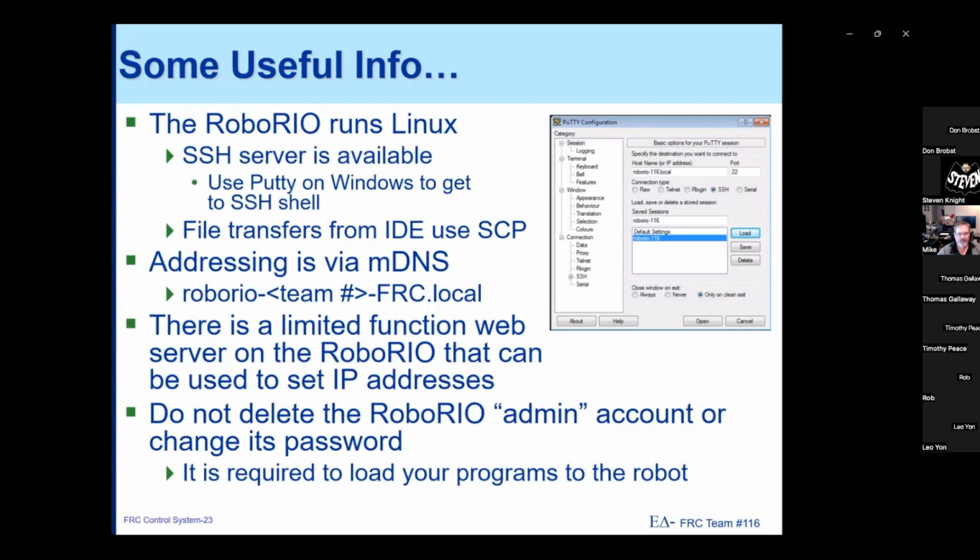So absolutely take the time to program 10 dot whatever your IP address is. So if you were 1488, 10.14.88.2 would be the address you would program in. Another word of caution, do not delete the RoboRio admin account or change its password. It's required to load your programs to the robot. And if you delete the admin account, then effectively you will have no way of loading code to the robot. So don't do that.